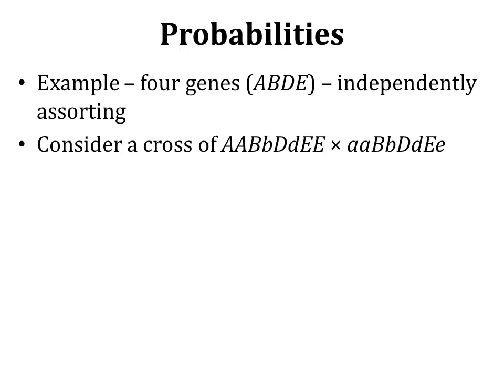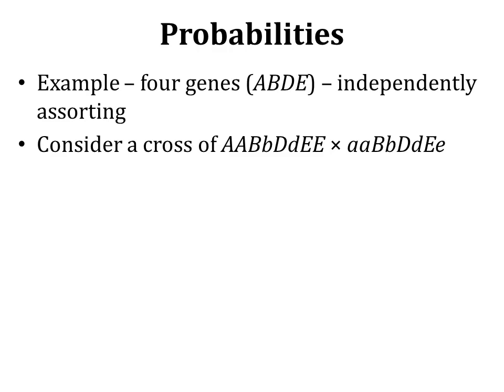So consider a cross of the individual who is homozygous dominant for the A gene, heterozygous for B and D genes, and homozygous dominant for the E gene, with an individual who is homozygous recessive for the A allele, heterozygous for B and D alleles, and heterozygous for the E allele as well. So this is the cross.